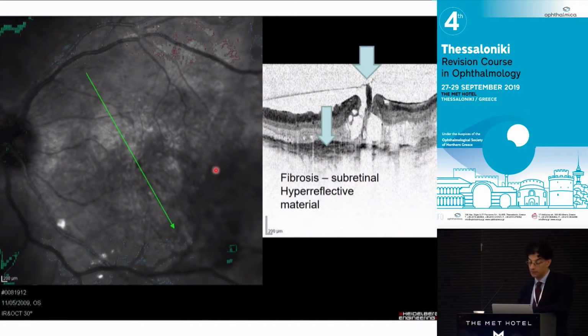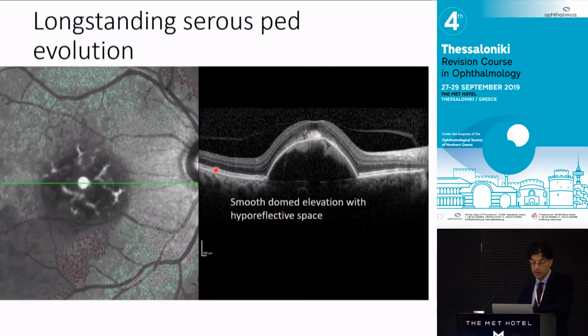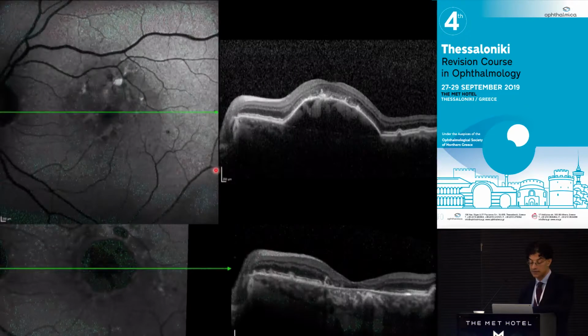Vitreomacular traction, again, may alter your decision making. Now, this is the serous PED. As I said, it can be confusing because as it evolves, it starts collapsing. And half of them will collapse, causing atrophy. Half of them will get choroidal neovascularization.